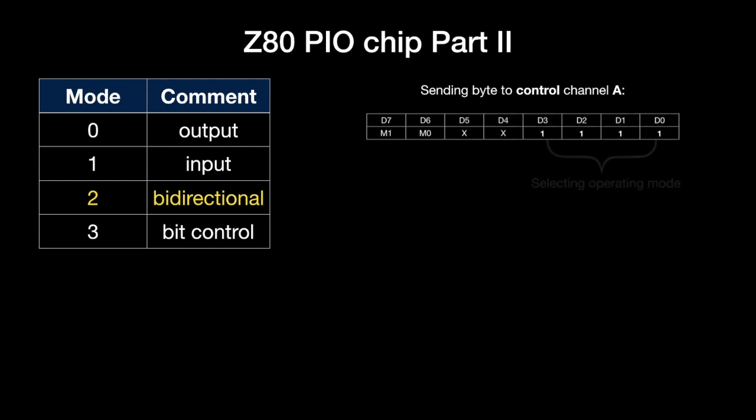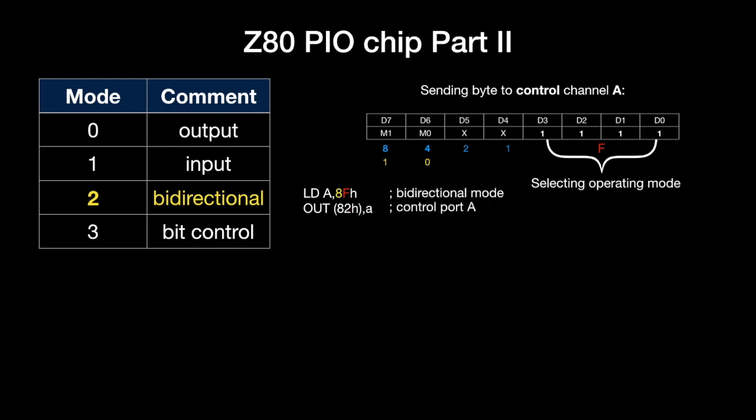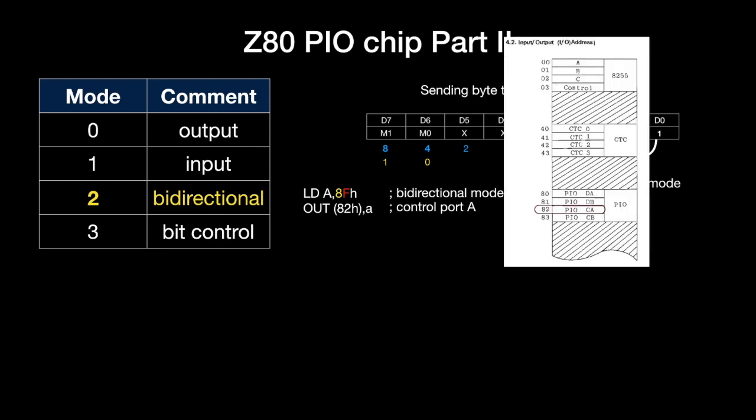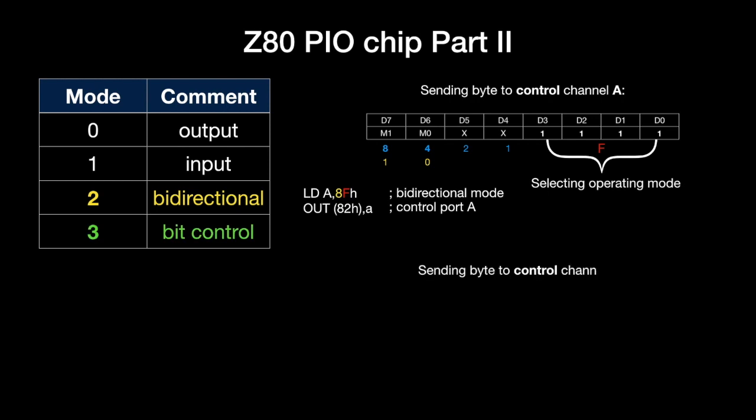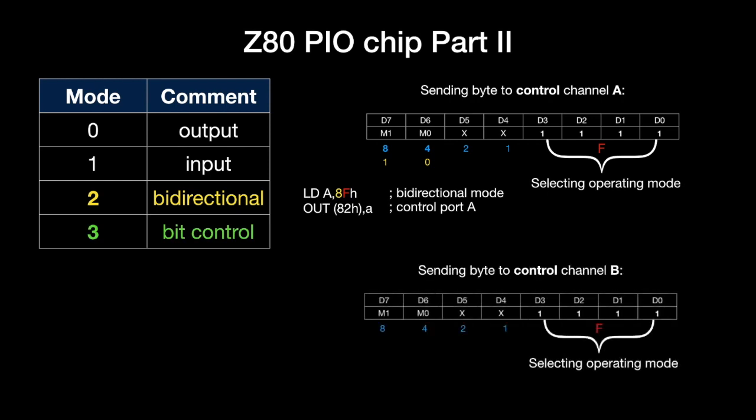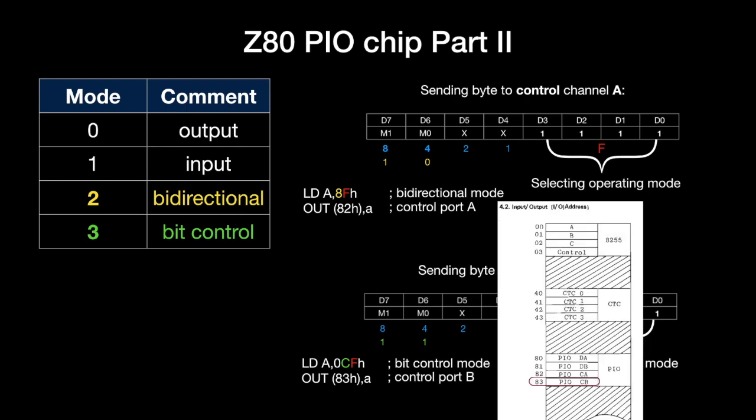To put the PIO in bidirectional mode, it's almost the same as we did with the modes before. So, bidirectional is 2, in binary it's 1 and 0, so you have to load A and send it to the control channel. 82, because 82 is the control channel of port A in the microprocessor 1. So if you want to put channel B in bit control mode, bit control is 3, that's in binary 1-1, so 8 and 4 is 12, that's in hexadecimal C, and send it to control port B. 83, because that's the control channel of port B.